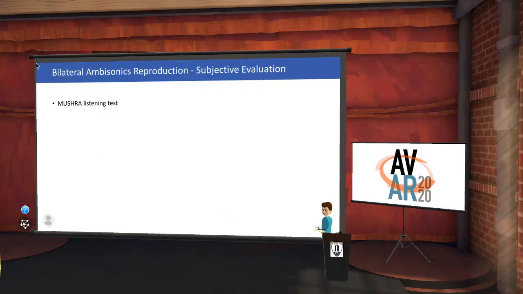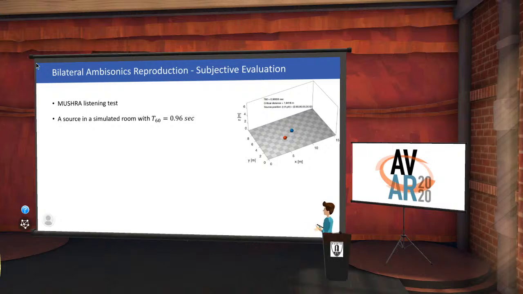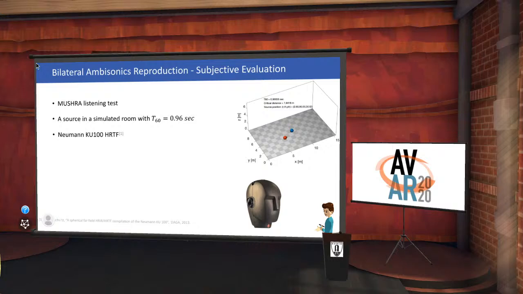To evaluate this subjectively, we performed a MUSHRA listening test. We used a simulated sound source in a quite big, reverberant room with a reverberation time of around 1 second. The listener is in red here, and the sound source is in blue. The listener and the source are at the same height, and the source is 30 degrees to the left of the listener. For the HRTF, we used the Neumann KU100 HRTF, which is measured around this mannequin head.